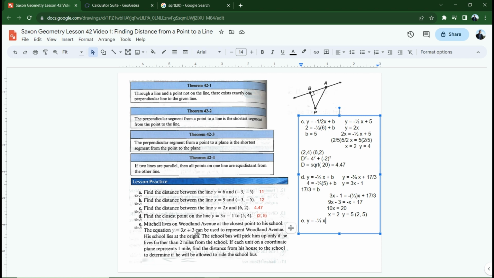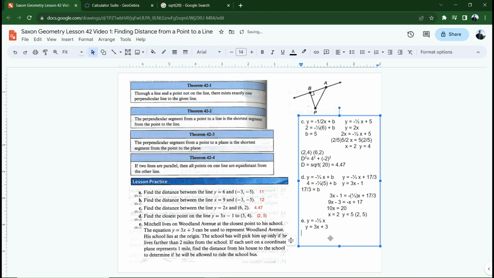Now I need to figure out the point on the original line that's closest to the origin, closest to the point. And the way that I do that is figuring out where the line and its perpendicular intersect each other. So I'm going to write out my original equation. Y equals 3x plus 3.